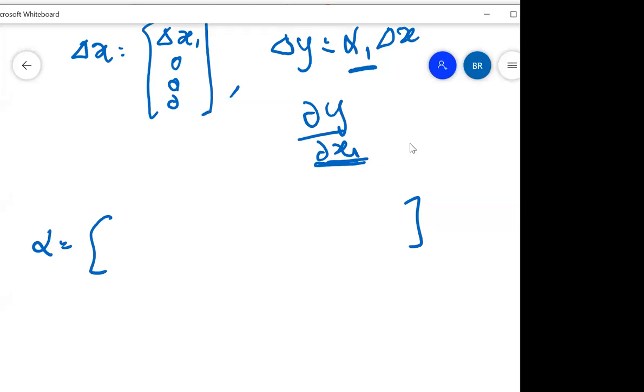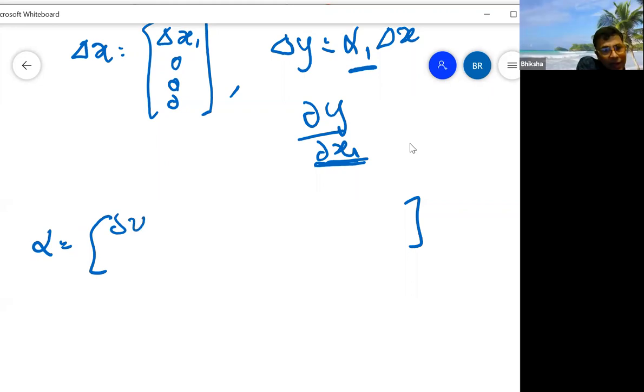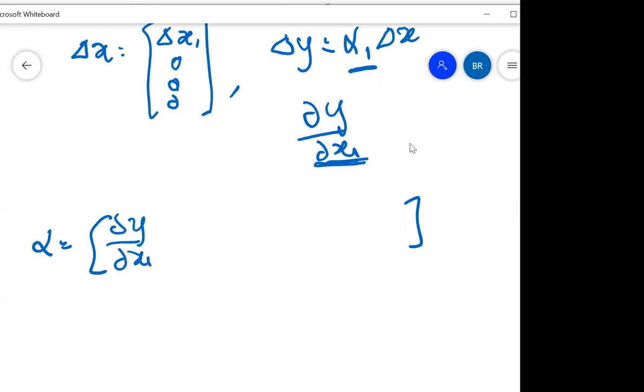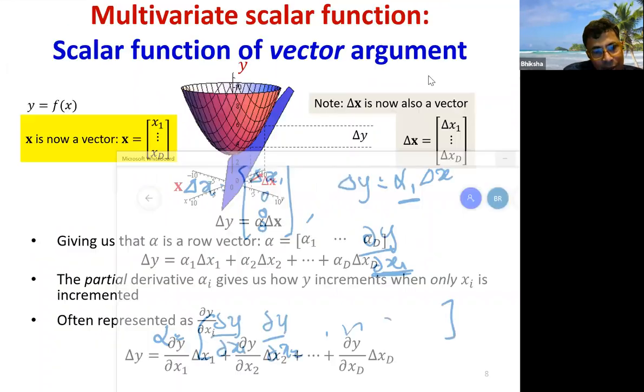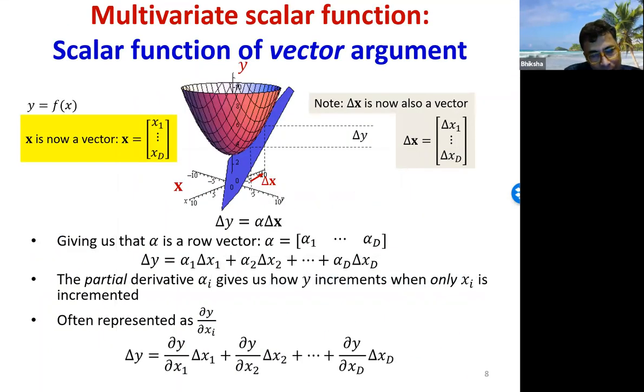Anyone? Partial derivatives. Partial derivative, right? Delta y upon delta x1, then delta x2, then delta x3, and so on. And these are the partial derivatives. These are all scalars, so I can write the d over d format, correct? I mean, it's not quite precise, but yeah, you can write that format.